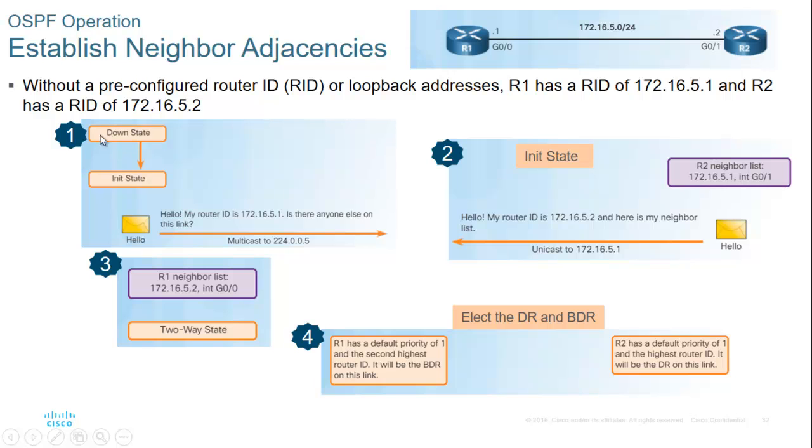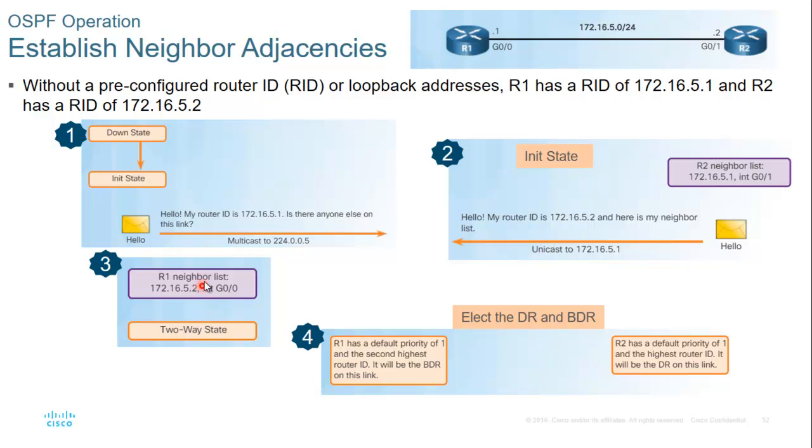So first we start with the down state, and then it goes to the init state where it says, hello, my router ID is this. Is there anyone else in this link? And then it sends multicast to this address. Router 2 will reply, hello, my router ID is this, and here is my neighbor list, meaning all the neighbors that I know. I'm telling you right now. So it will send unicast to R1.